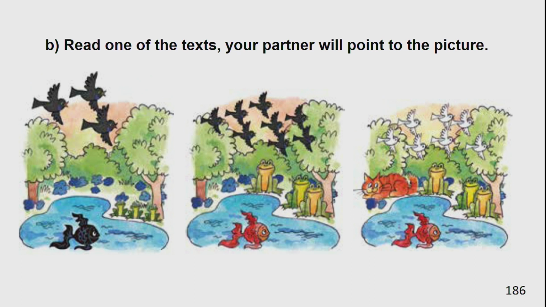Thank you. Anyone else? Okay. There are some trees. They are green. There are some birds. They are black. There isn't a cat. There are 3 frogs. They are small. There is a fish. It is black. Yes, picture 1.